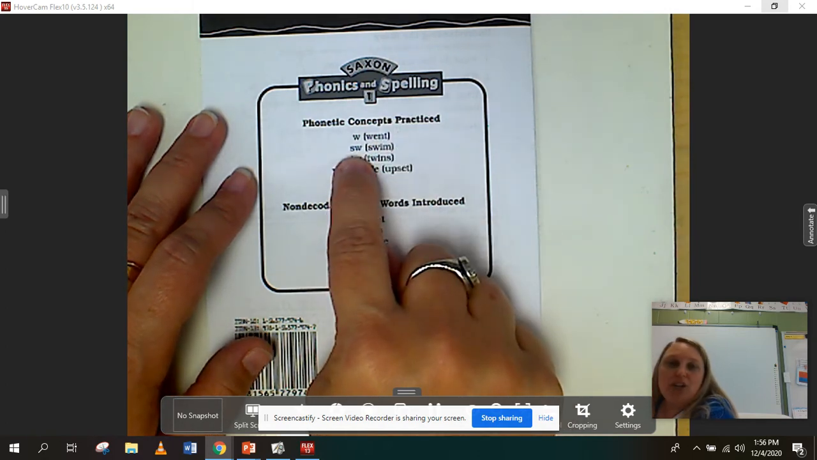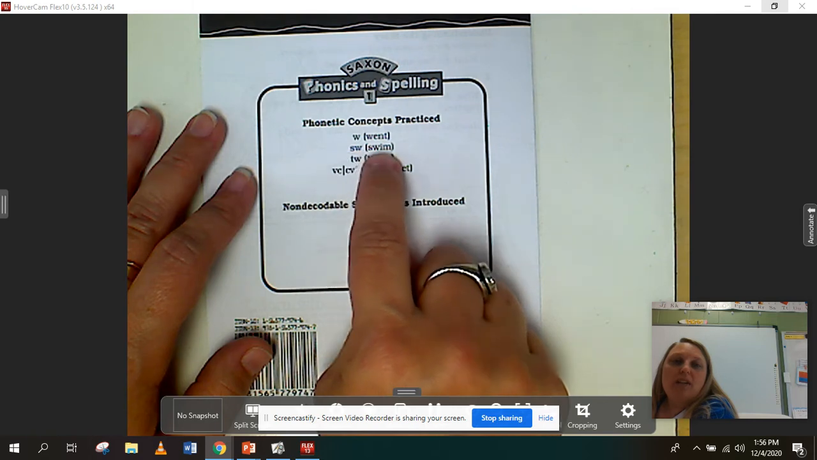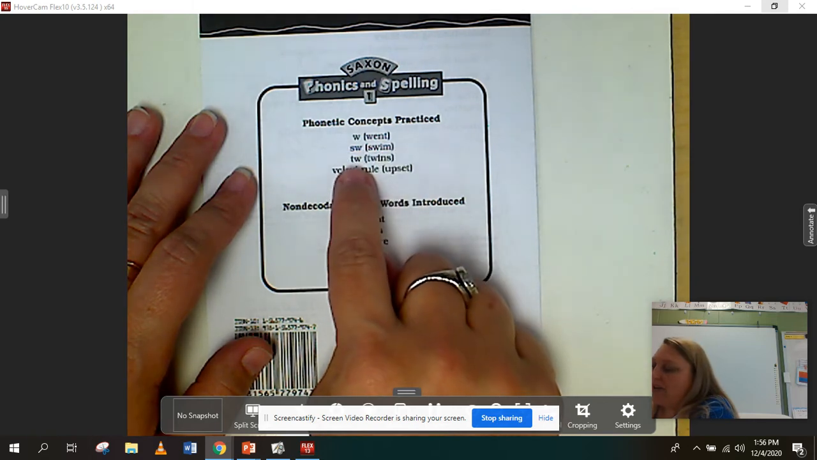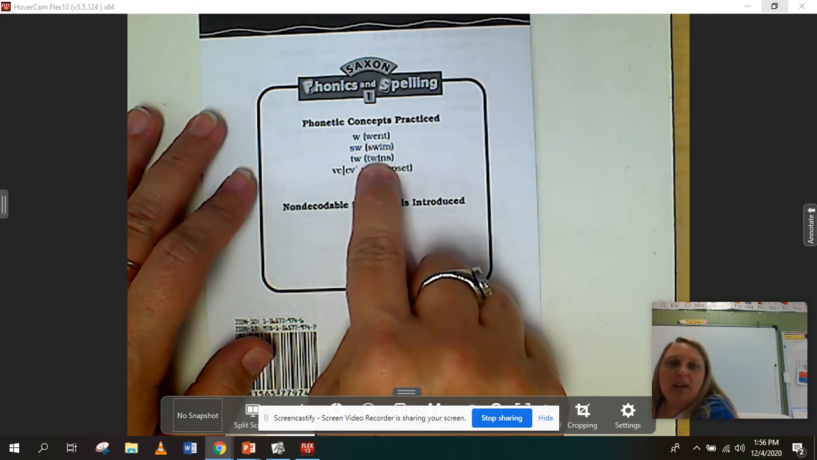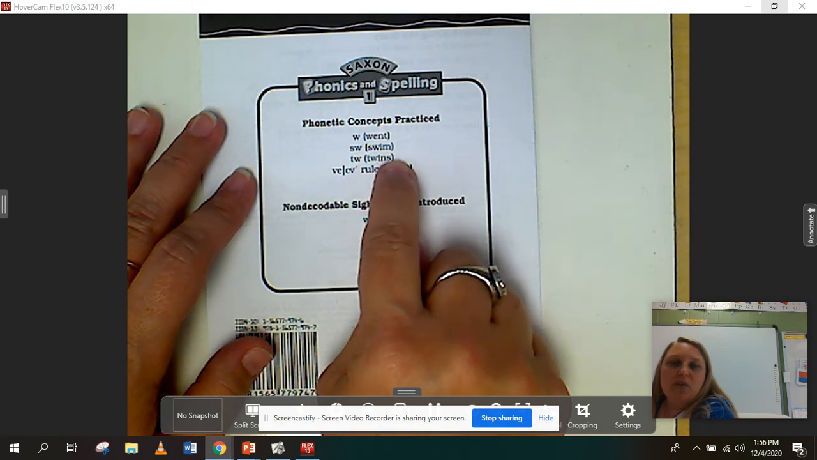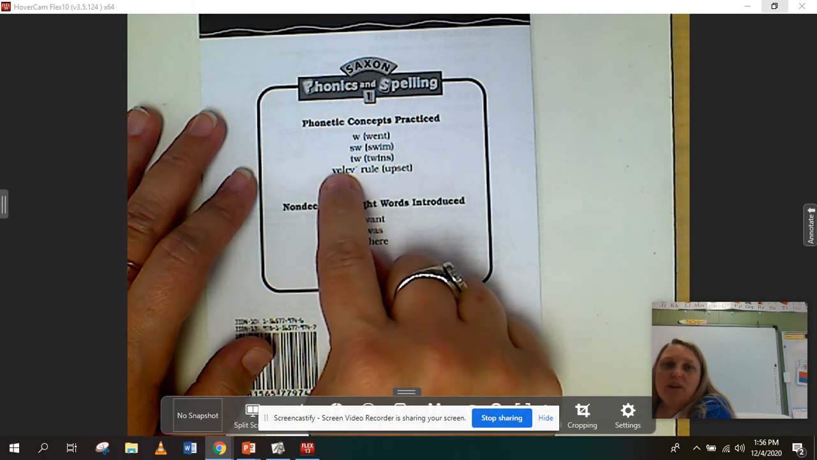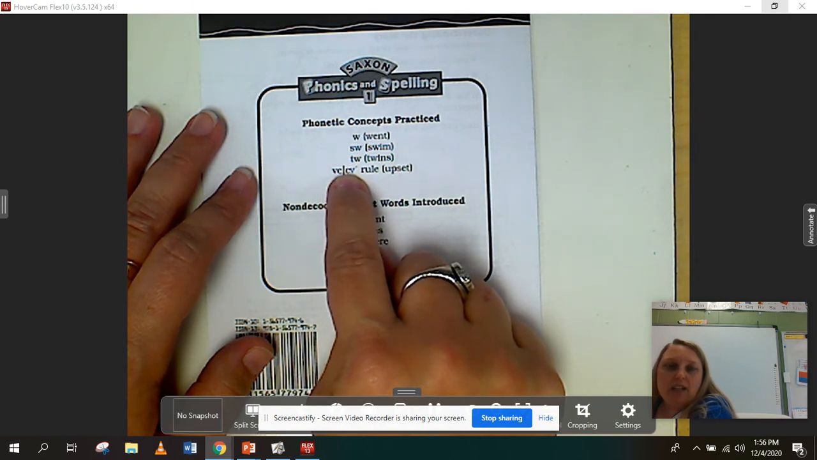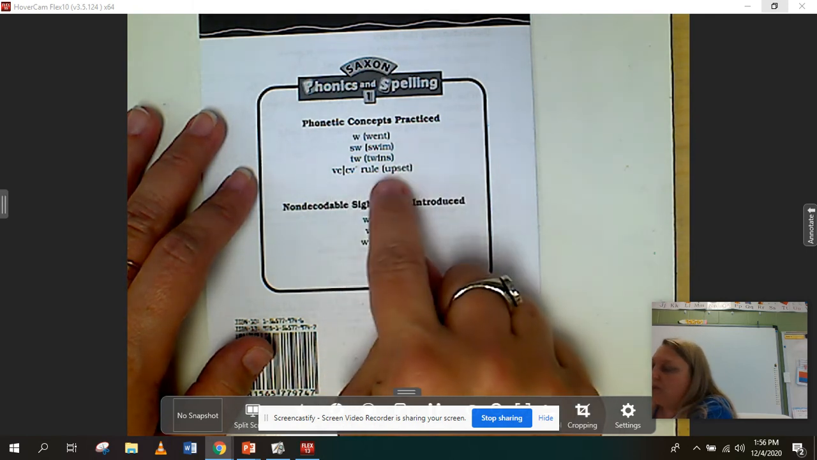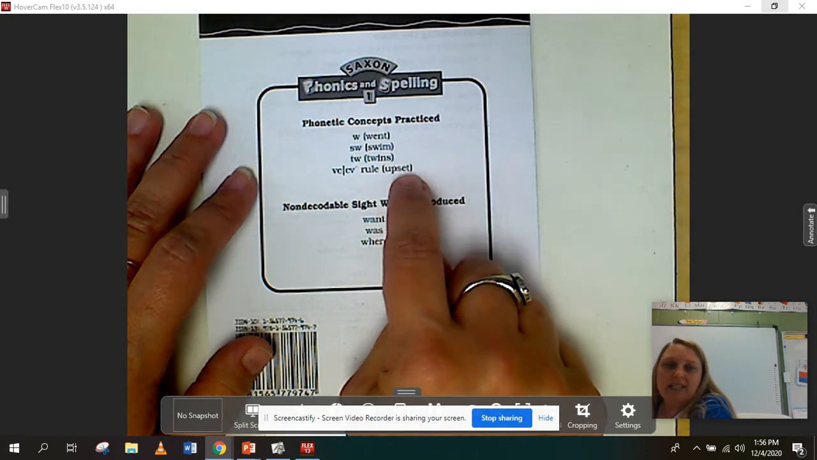Oh, we're going to have our new blend, SW, swim. And then our other new blend, TW, twins, with that suffix S, meaning more than one. And then we are going to find the vowel, consonant, vowel rule with the word upset.